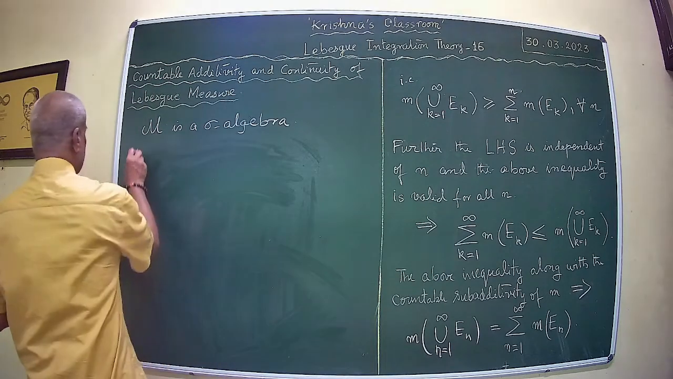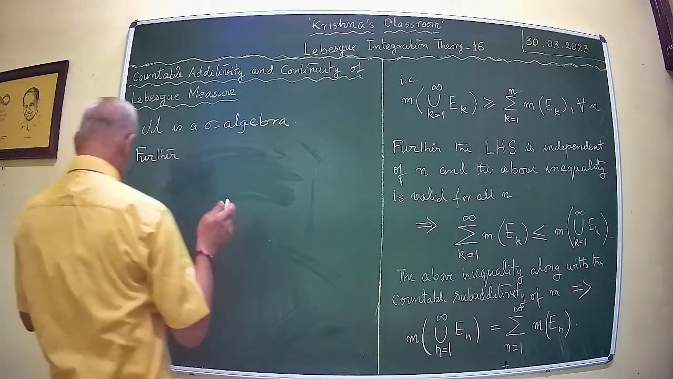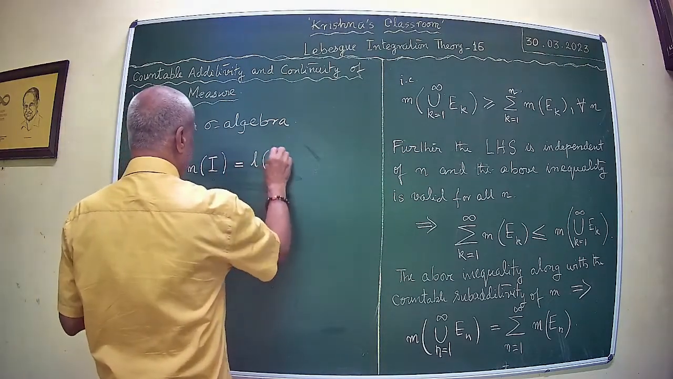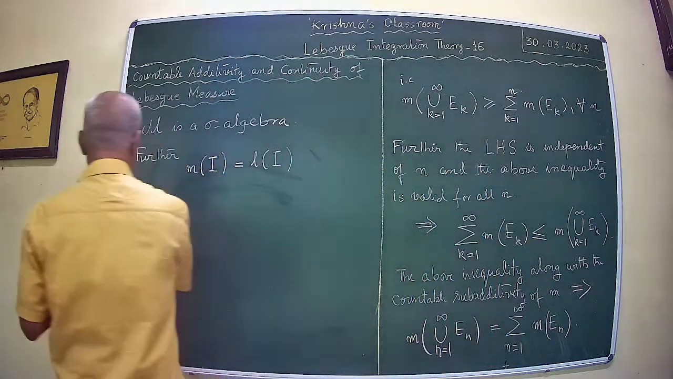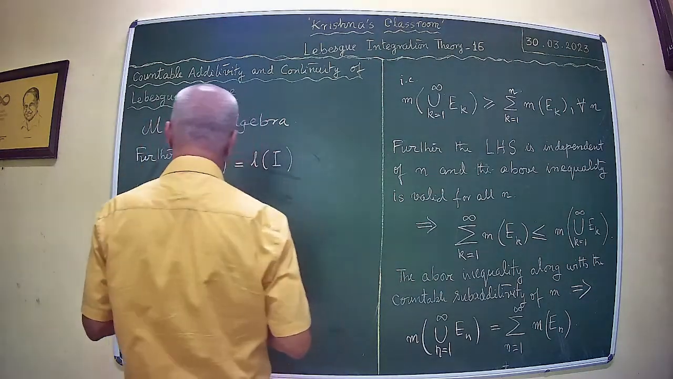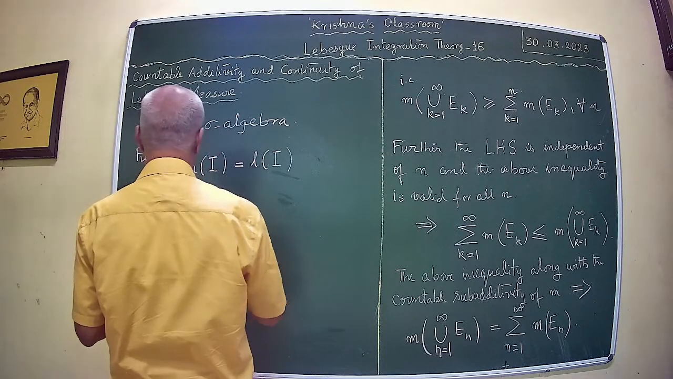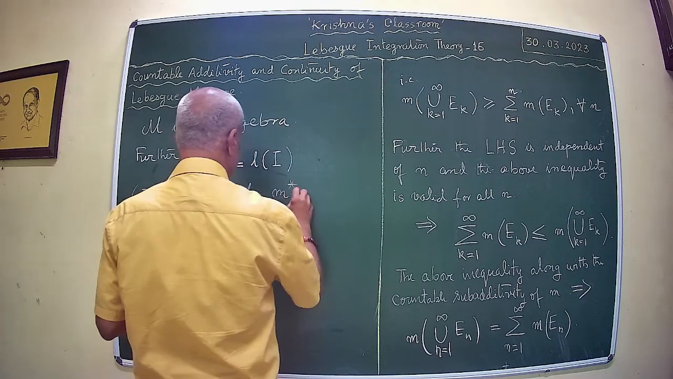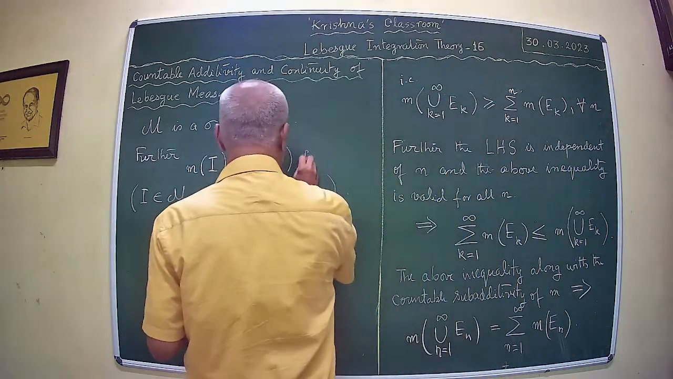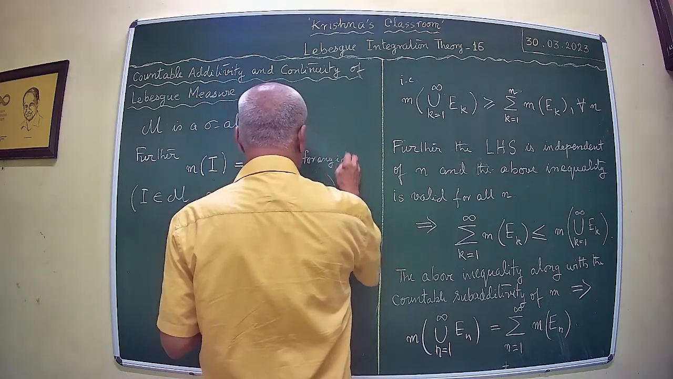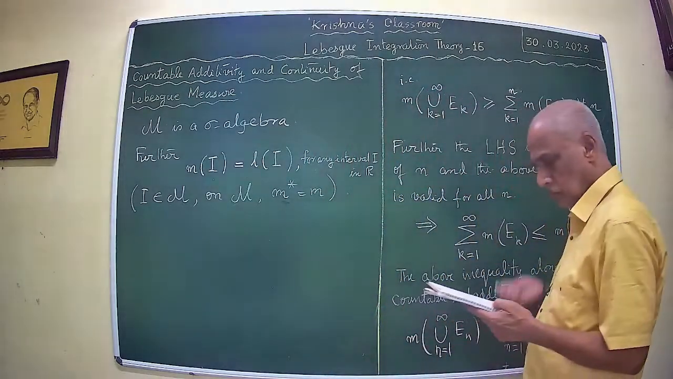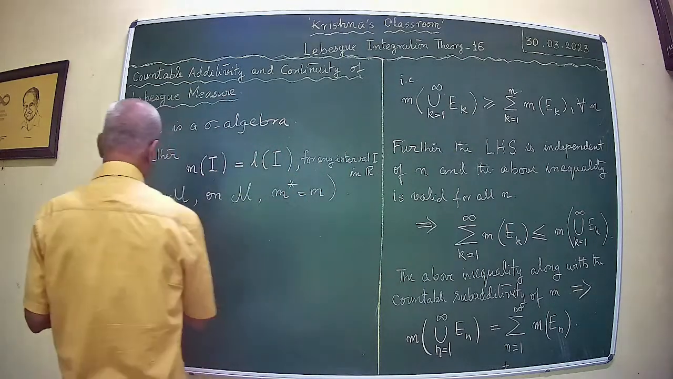Okay. Further, the measure of I equals the length of I. Now this follows from the fact that I is an interval, so it is the length of the interval, for any interval.